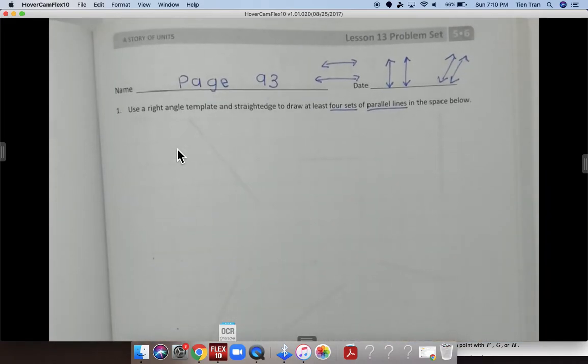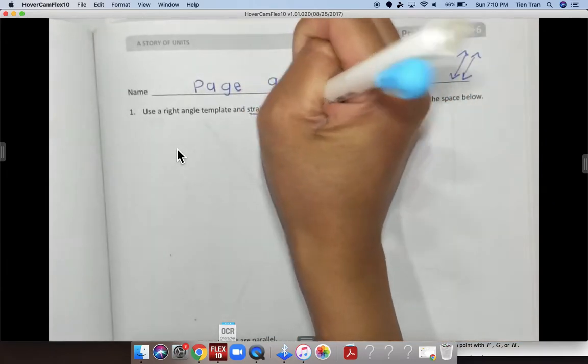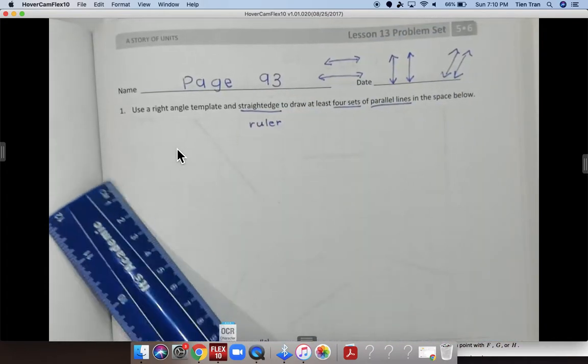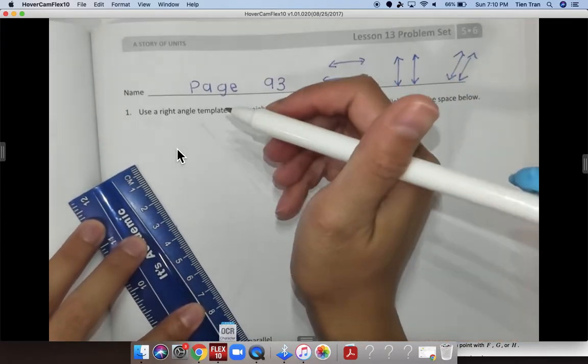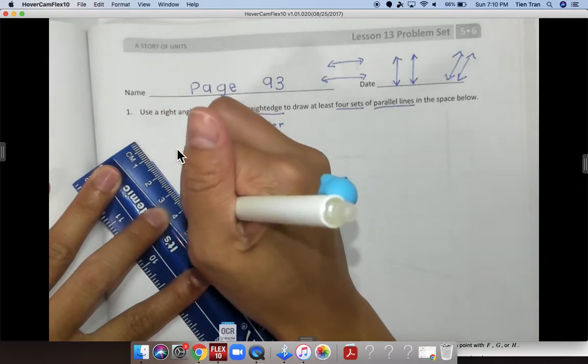So for the first question, it says here to use a right angle template and straight edge to draw at least 4 sets of parallel lines in the space below. When they say straight edge, they're talking about a ruler. They want you to use a ruler. And if you don't want to use a ruler, that's fine. You can freehand, but with a ruler, you can see exactly what they're talking about. So we're just drawing a bunch of parallel lines right here.